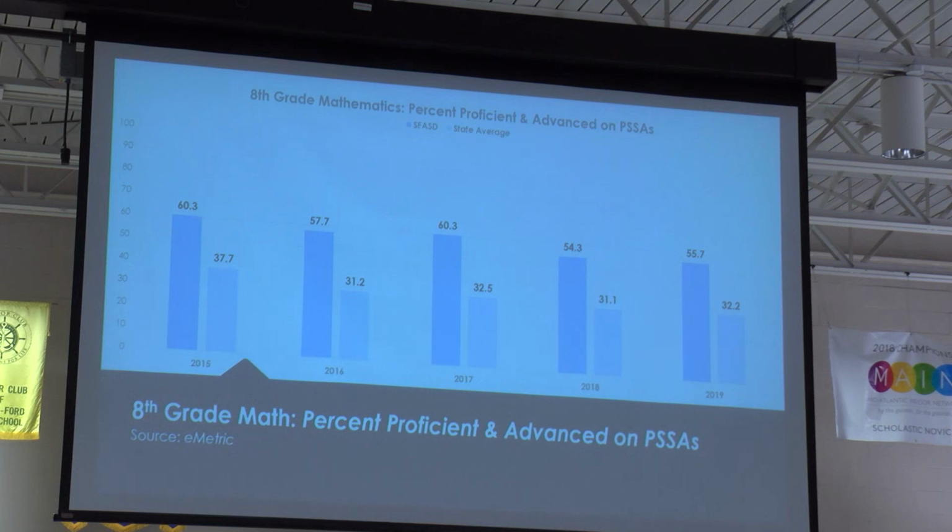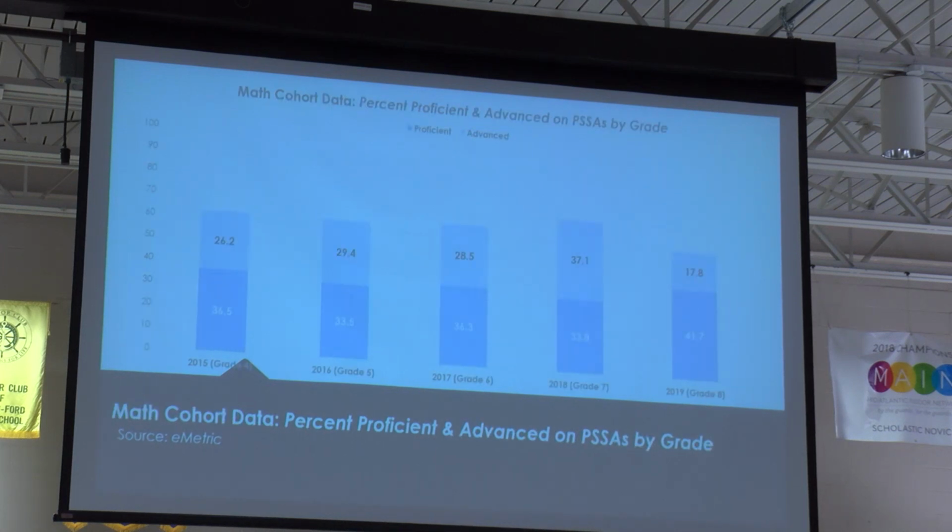This is representing the 8th grade math percent proficient and advanced on PSSAs. So again, you're looking at 2015, and then this is representing the state average, and this is representing where we are at Springford. I mentioned earlier, I know that this was a topic last year. It's a topic across the state, I think, and this is really going to help us. I wanted to dig into this part a little bit deeper. So while we are far exceeding the state expectation for math, this is an area that we're continuing to look at. What this represents is our math cohort data, percent proficient advanced on PSSA by grade.